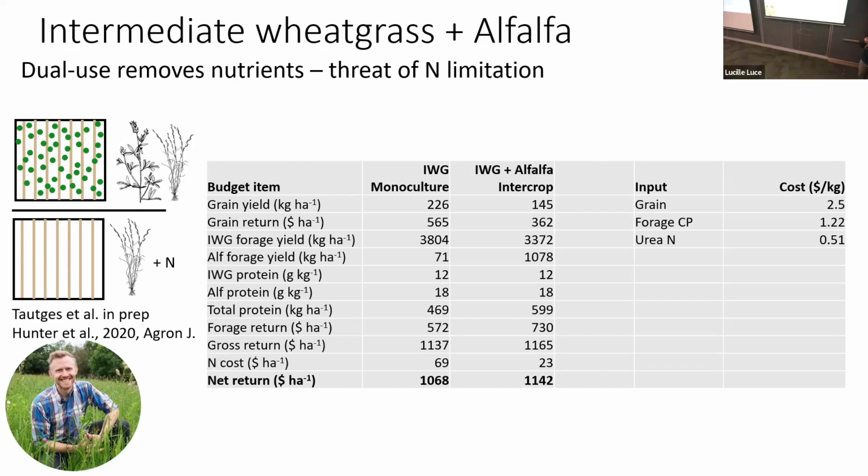We did a simple enterprise budget here, and I'm not going to walk through all the numbers, but some important assumptions are the value of the grain. We valued that at $2.50 per kilogram. Value of the unit of crude protein, $1.22. Cost of urea was pulled from what we paid for it. And when we come down to the net return, this isn't really a net return because we didn't quantify the cost of the harvest, but just to compare apples to apples, there's a little bit more of a potential return from the legume intercrop.